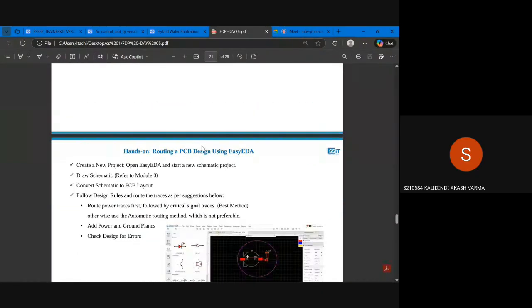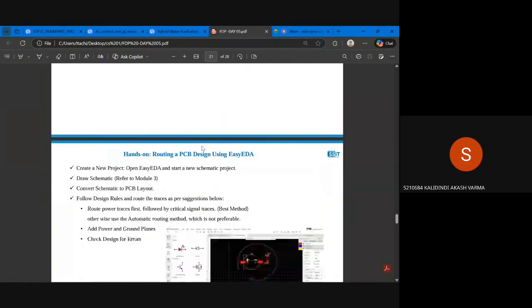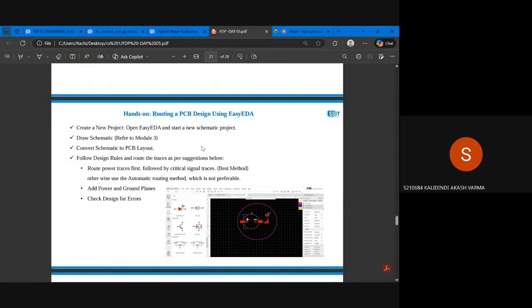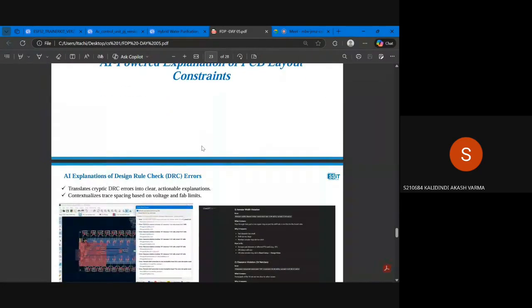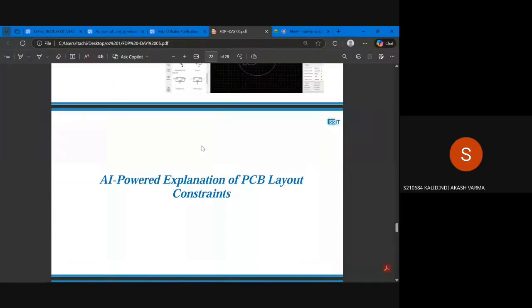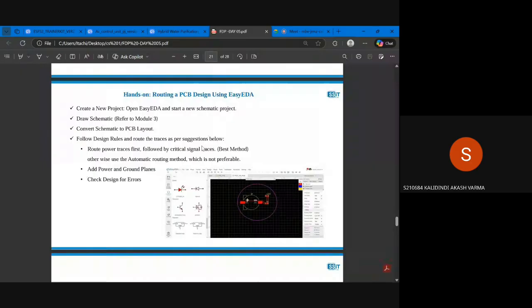So now we will see some of our hands-on routing for the coming 5 to 10 minutes. Thereafter, the explanation will most probably be covered tomorrow. So now we will see real-time routing for a multi-layer PCB in EasyEDA.